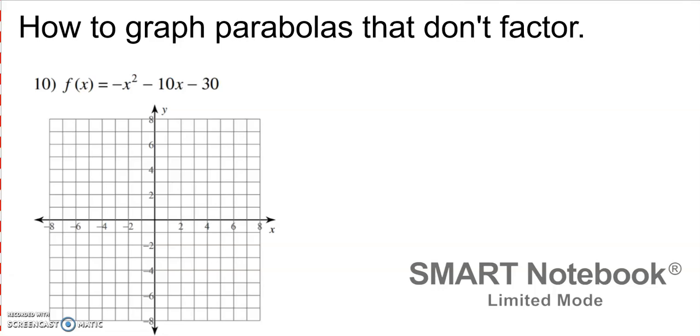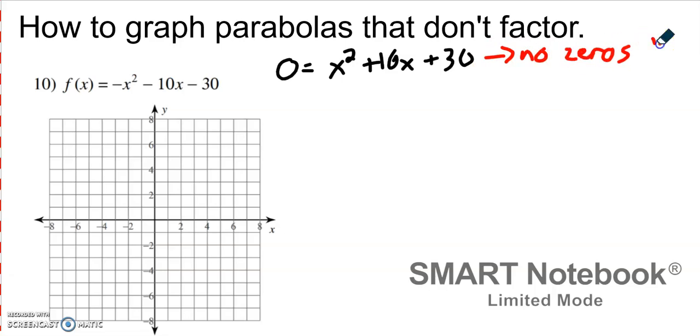So if we wanted to factor this, it would be 0 is equal to, I'm going to change my a value to be positive. That means I'm going to multiply everything by -1. Well, that means that we have to find factors of 30 that add up to 10. And the closest we can get to that is going to be 6 and 5, which adds up to 11. So it's just not going to work. So this means we're going to have no zeros, which means it's not going to be on the x-axis. But what we can do is we can find the axis of symmetry, the vertex, and then go old school and create a table. So let's find the axis of symmetry.